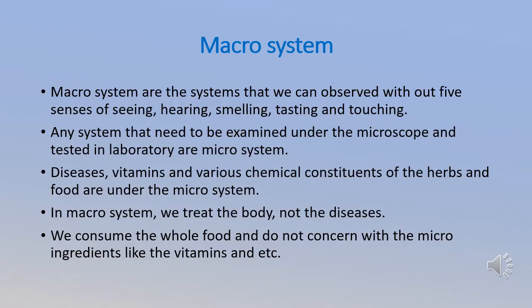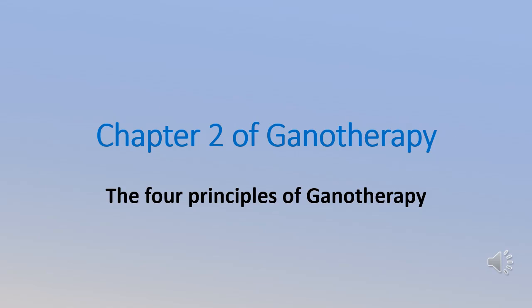The macro function of Ganoderma is to detox the body, to balance back the body. So normally in Ganotherapy, we're talking about the macro function, not the micro function of products. So in the macro system, we treat the body and we never treat the disease. We consume the whole food. We are not concerned with the micro ingredients like the vitamins and so on inside the food. So now we come to chapter 2 of Ganotherapy.